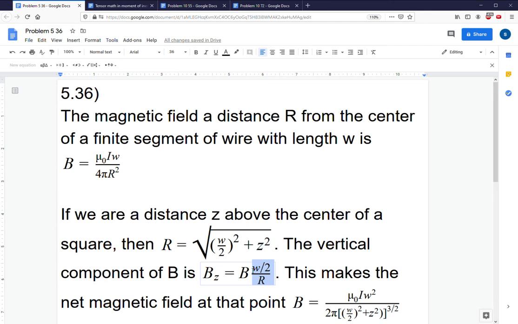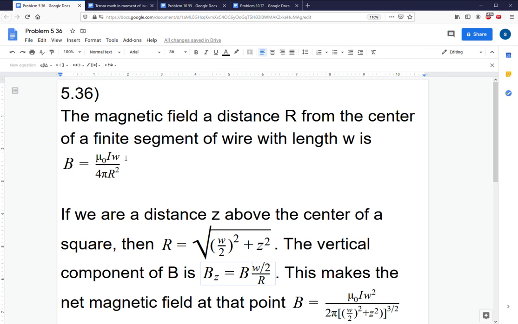So put that into here, and you would get Bz is equal to mu sub naught I w squared over 8 pi r cubed. Put in the 2 to 4 to make 8. R and r squared becomes r cubed, and w squared.